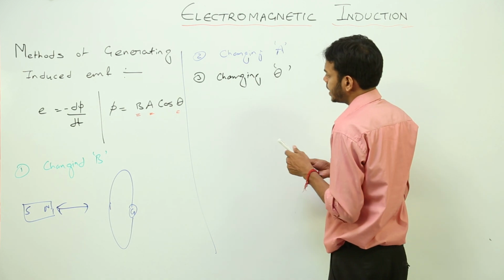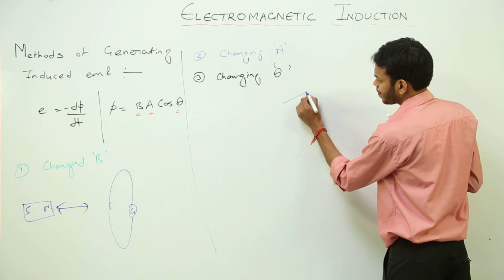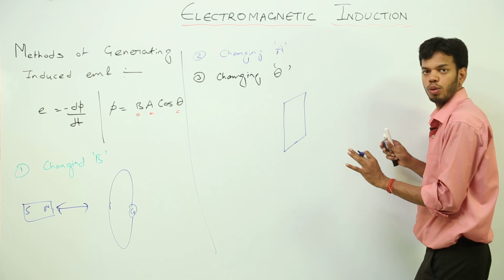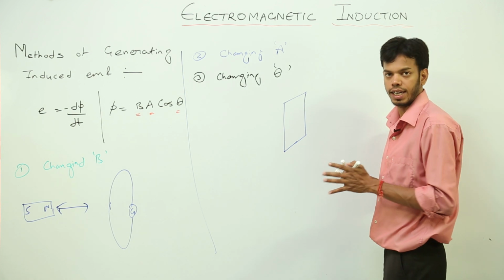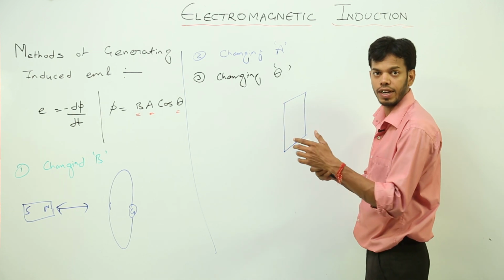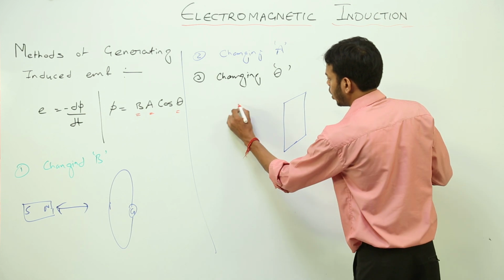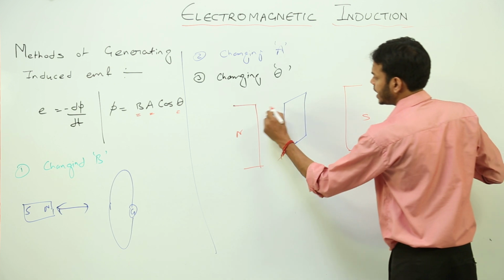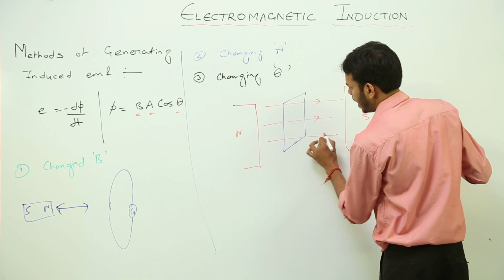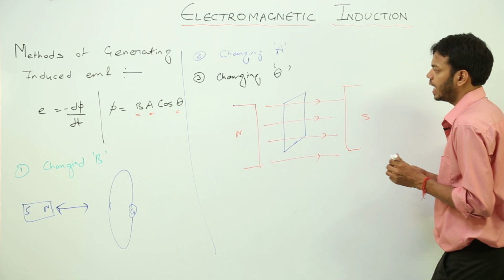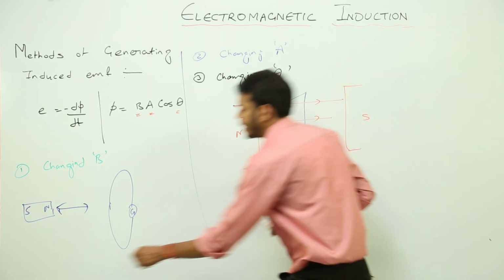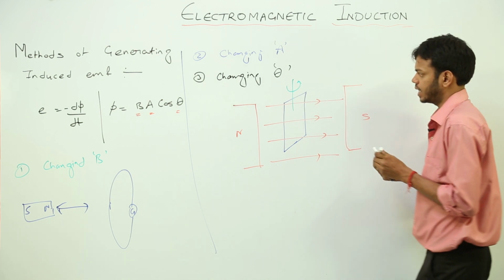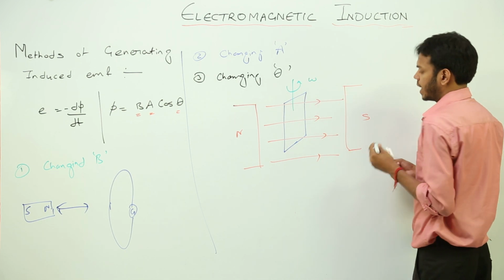See, consider that this is our loop. This is the current carrying loop which is supposed to carry induced current. Right now there is no magnetic field, nothing. Let's create a magnetic field here. This is the north pole, this is the south pole. So now this loop is under the influence of a magnetic field, and let us also suppose that this loop is rotating in this direction with angular velocity omega.